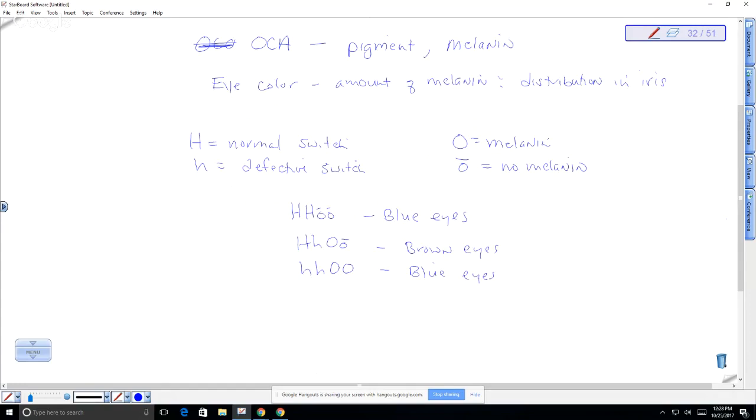Okay. So what is the combination of alleles called? Is that their genotype or the phenotype? Genotype. So I would write, this is my genotype. And then the expression of a combination of alleles gives me my phenotype. So my phenotype would be either blue eyes or brown eyes.